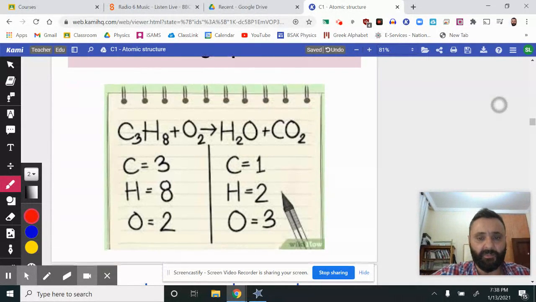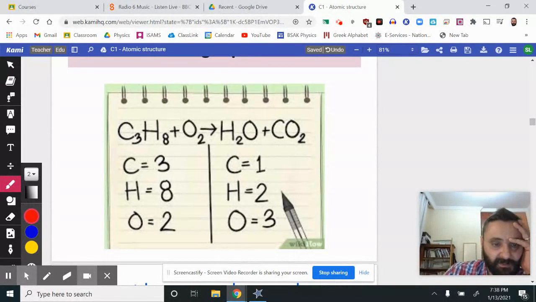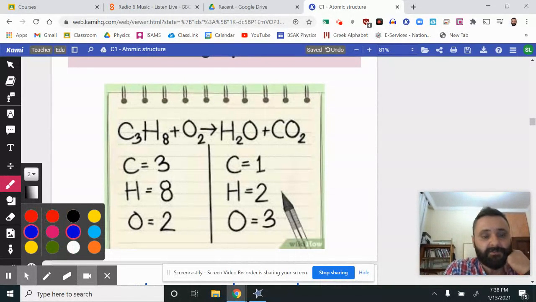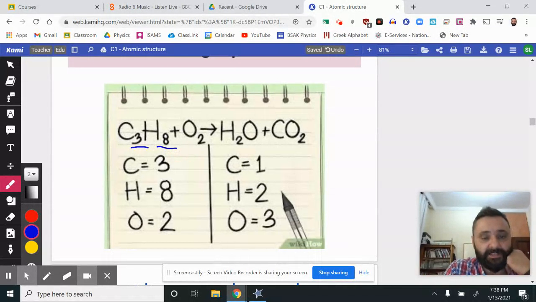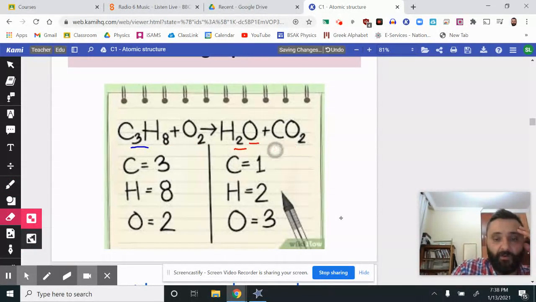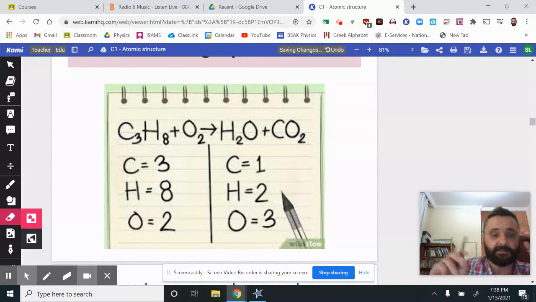Right, what have we got at the moment then? On the left, the reactants, we've got 3 carbons, 8 hydrogens, 2 oxygens. On the right, we've got 2 hydrogens and we've got 1, 2, 3 oxygens and 1 carbon. Now, as we can see already, none of these elements balance. Right, so let's go with the carbon first. We've got 3 carbons on the left and 1 on the right.